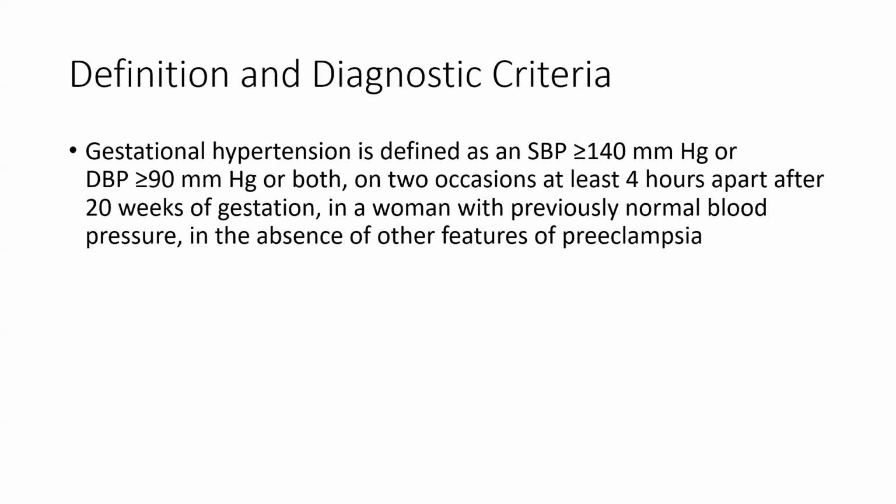About definition and diagnostic criteria. Gestational hypertension is defined as systolic blood pressure of more than or equal to 140 mmHg or diastolic blood pressure of more than or equal to 90 mmHg or both, on two occasions at least 4 hours apart after 20 weeks of gestation in a woman with previously normal blood pressure, in the absence of other features of preeclampsia.